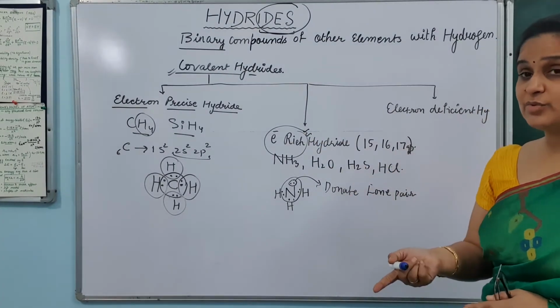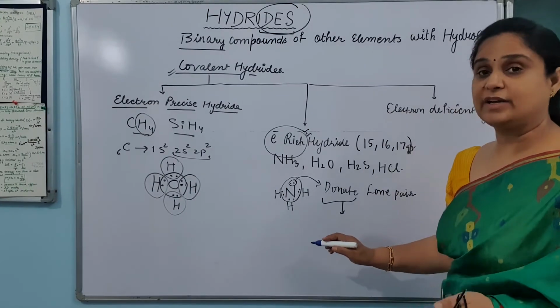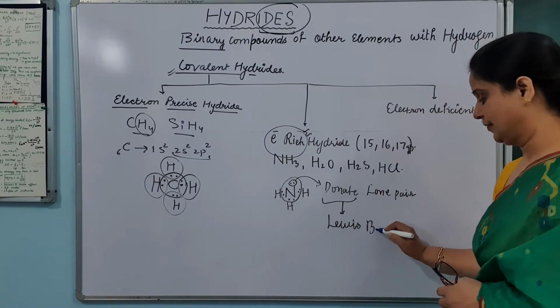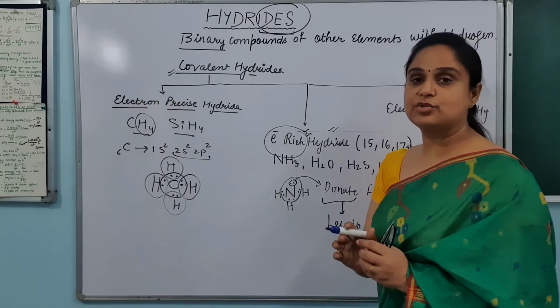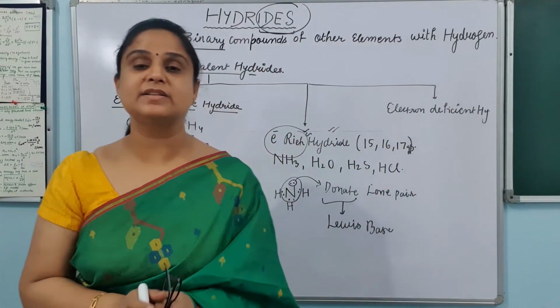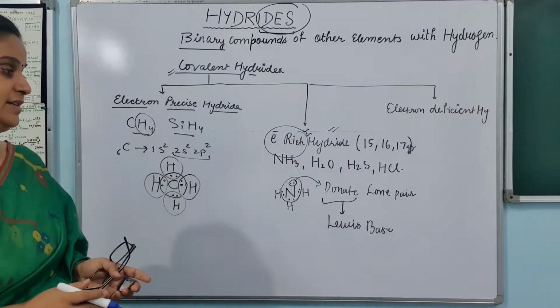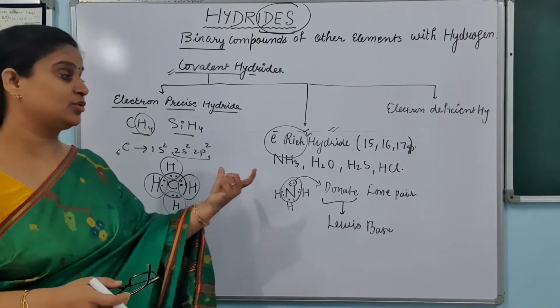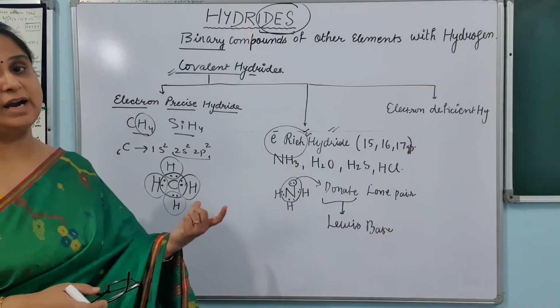And just because they donate, they are the donors, and the donors of electrons are called Lewis bases. Hence electron rich hydrides, always remember, work as Lewis bases. So you don't forget that electron rich hydrides have some extra electrons which can be donated as a lone pair, and that is why these hydrides are electron rich hydrides.